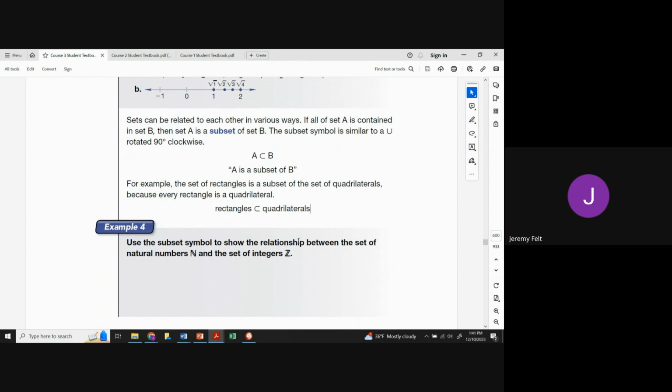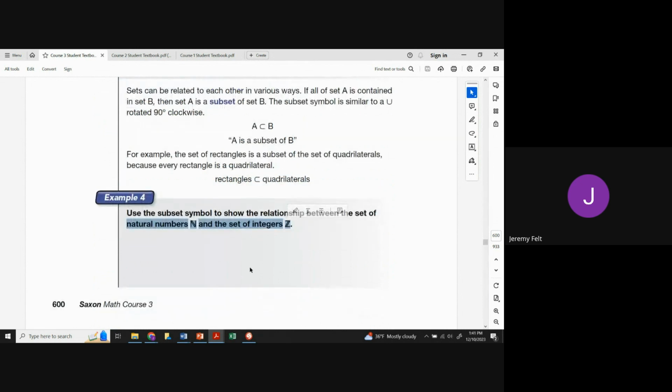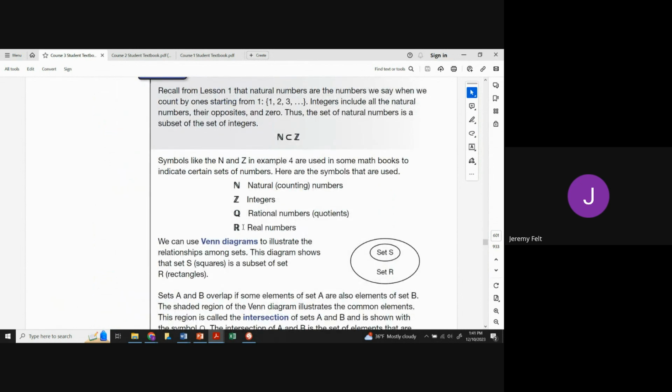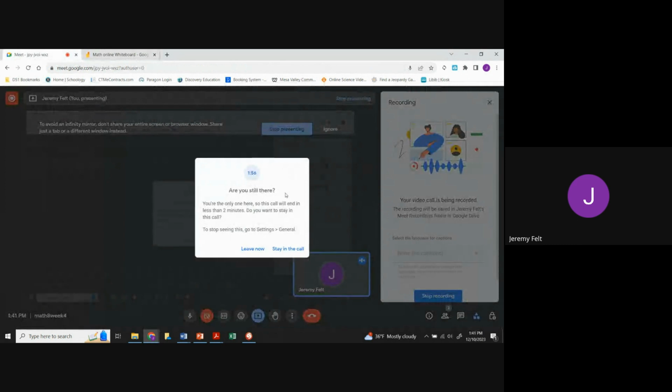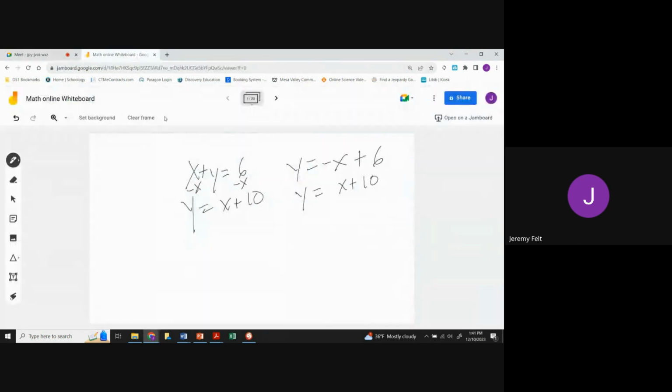Use a subset symbol to show the relationship between the set of natural numbers and the set of integers. Okay, so natural numbers are the numbers we say when we count. So counting numbers, the natural numbers, are 1, 2, 3, 4, 5. And integers are 0, 1, 2, 3, 4, 5, and their opposites. So all counting numbers or natural numbers are integers, but not all integers are counting numbers. Again, the direction we read them does matter.